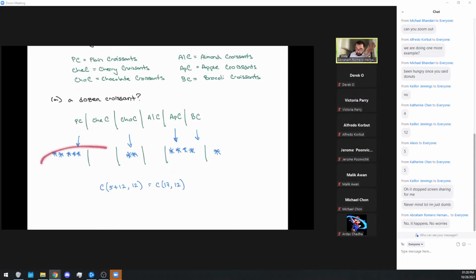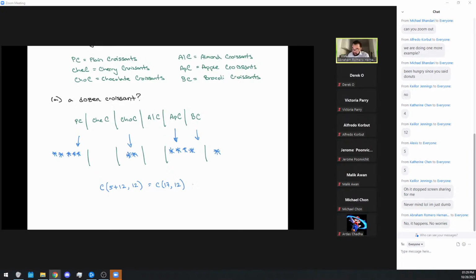Because again, what it really comes down to is ordering these 17 items. Because that's what it is. It's a combination of all of these 17 items. How can I order this? How can I arrange these? But in the end, I know I'm selecting only 12 positions. Why only 12? Because I only want 12 croissants.